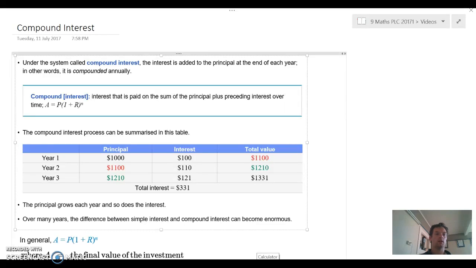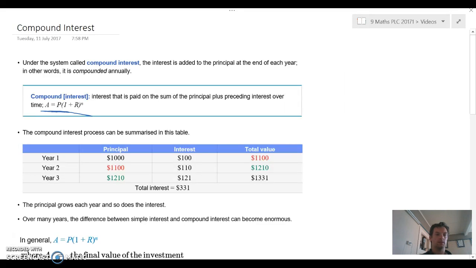In today's lesson, we're looking at compound interest. Under a system called compound interest, the interest is added to the principal at the end of each year. So in other words, it's compounded annually. And we're going to have a look at the actual compound interest formula a little bit later on, which is this one. A equals P bracket 1 plus R to the power of N.